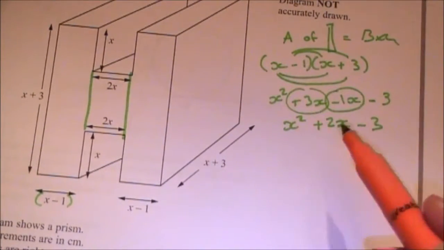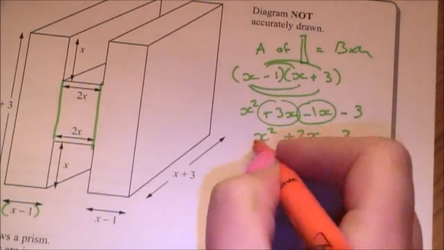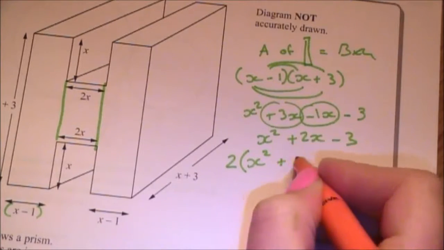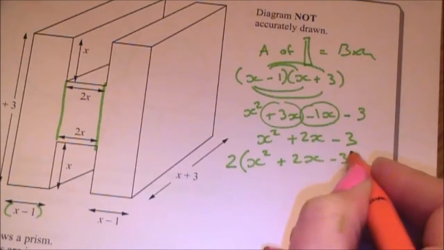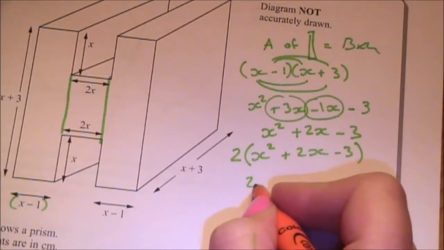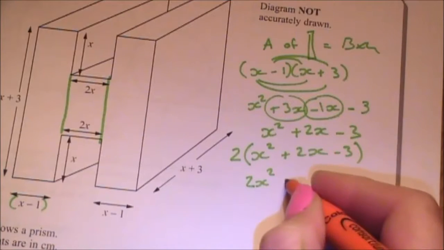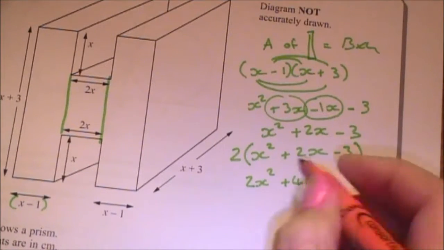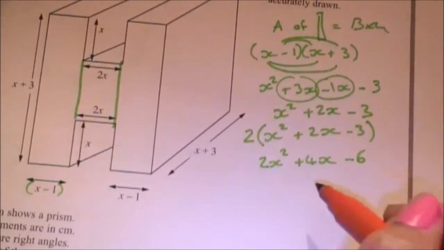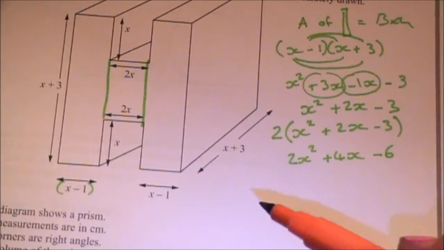Now I know I've got two of those rectangles, so I'm going to go ahead and do that now. I'm going to find two lots of x squared plus 2x minus 3. Two lots of x squared is 2x squared. Two lots of 2x is 4x. Two lots of negative 3 is negative 6. So that's the area of both my rectangles, these ones.